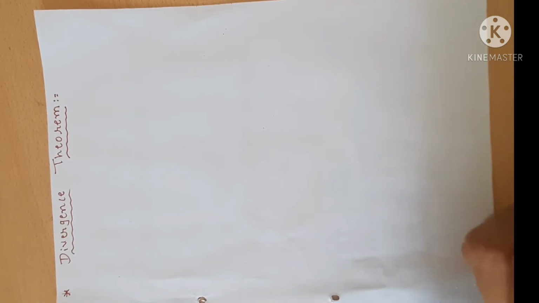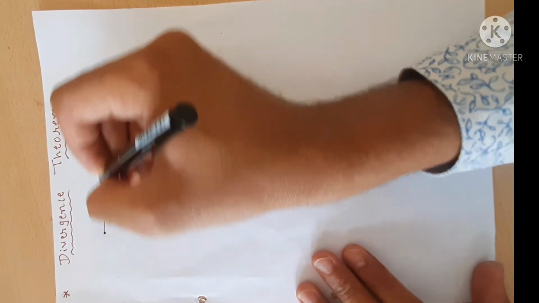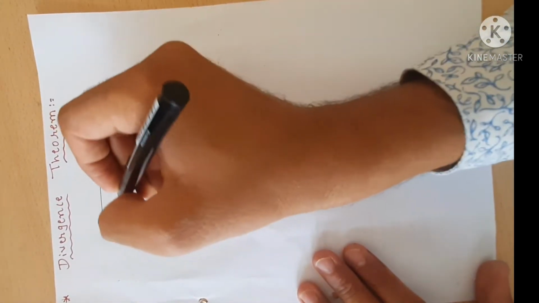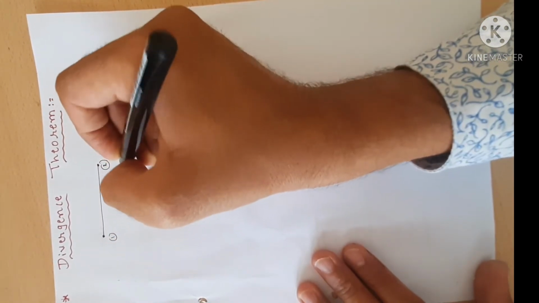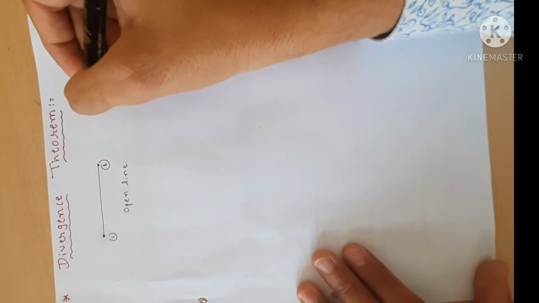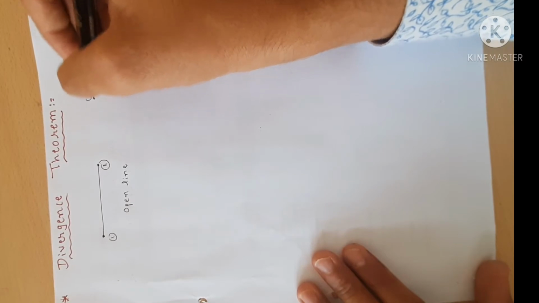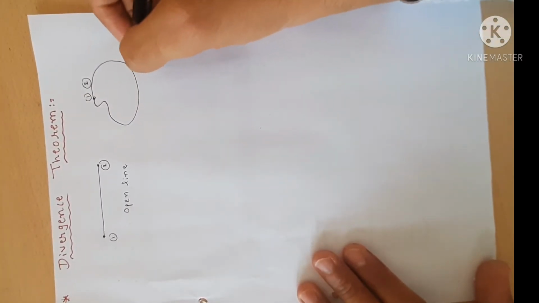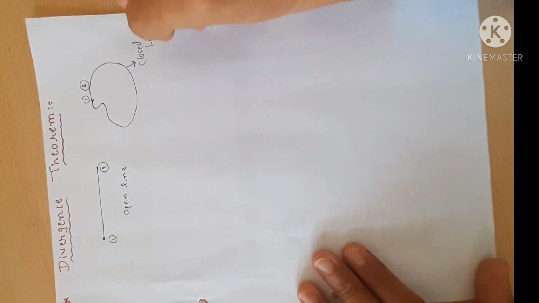closed line, open line, closed surface and open surface. Suppose I have one line. This line has two points, point 1 and point 2. So we can say that this is an open line. Line is open, so this is an open line. And I will just join these two points, point 1 and point 2, using any random shape. So this line is now not an open line, but you can say this is a closed line.